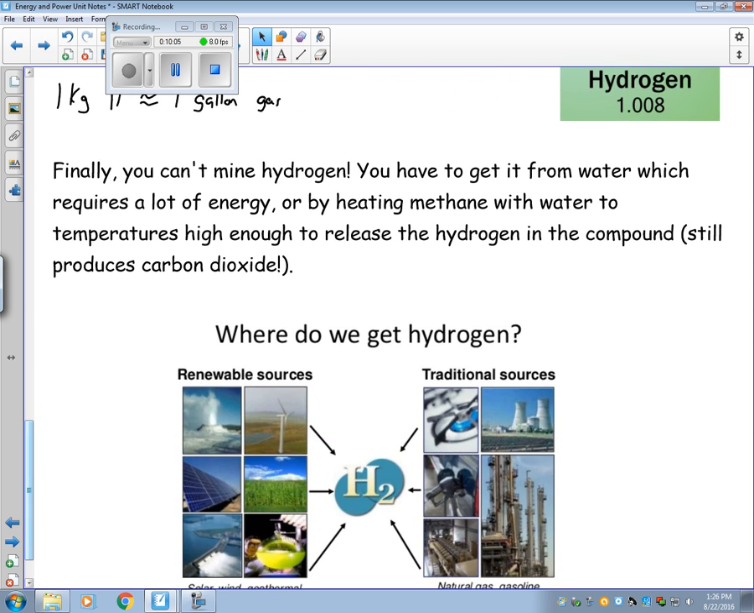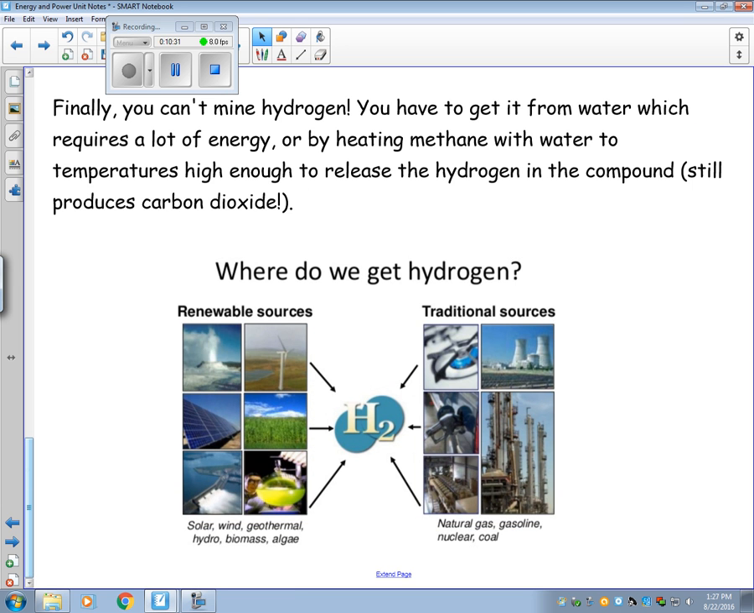The nail in the coffin for hydrogen, you can't mine it. We can't dig a hole and pull hydrogen out of the ground. We have to get it from water, which requires energy. We pass electricity through water, breaking it up into the hydrogen and the oxygen. Or if we take methane gas with water in it, if we heat it to a very, very high temperature, the hydrogen is released, but that still produces carbon dioxide. So we have to be very, very careful about where we get our hydrogen. If we get it from methane, we're producing carbon dioxide, and that's the one thing we wanted to avoid to begin with.